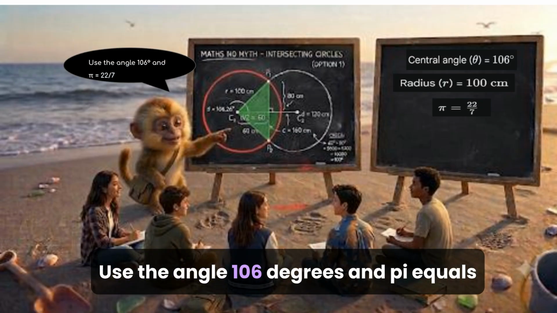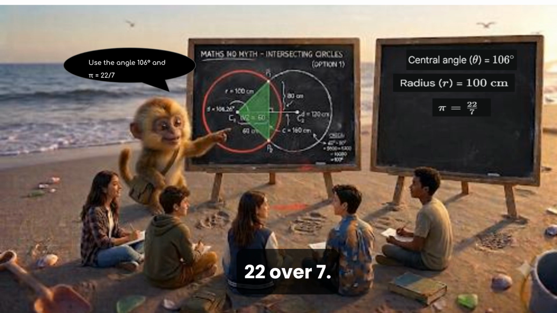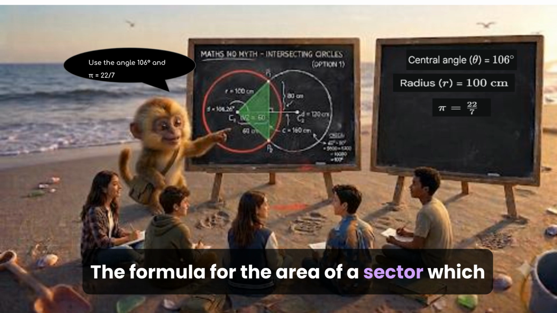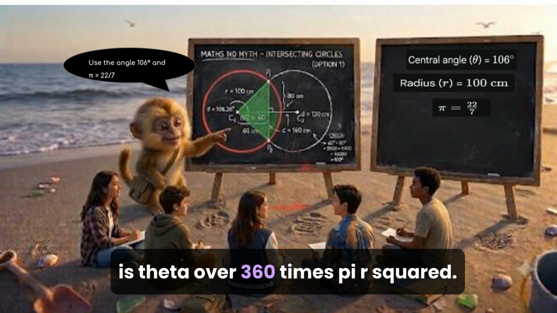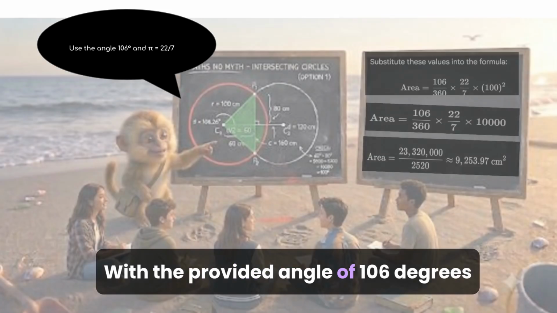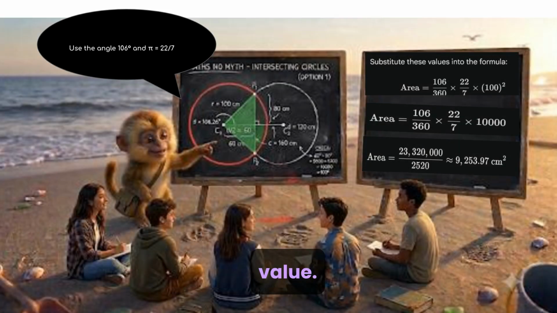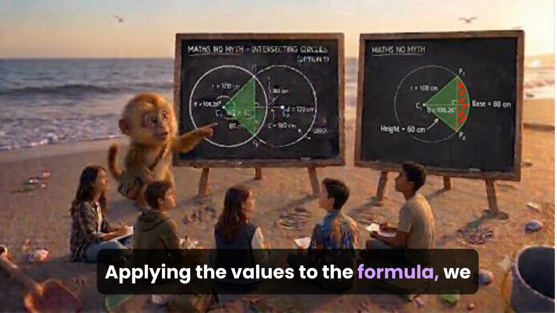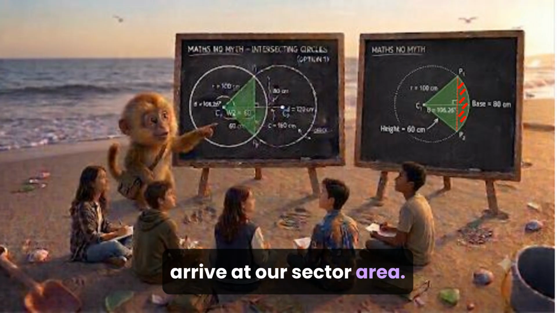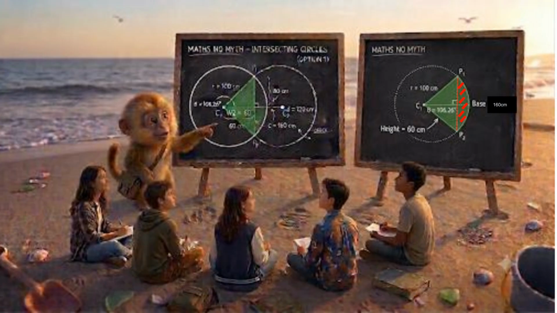Use the angle 106 degrees and pi equals 22 over 7. The formula for the area of a sector is theta over 360 times pi r squared. With the provided angle of 106 degrees and our radius, we can compute the value. Applying the values to the formula, we arrive at our sector area. Look at the calculation on the board.